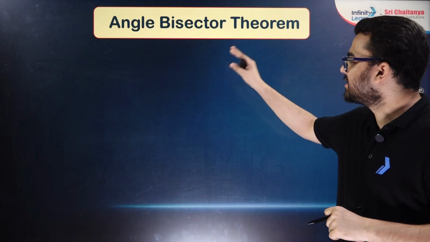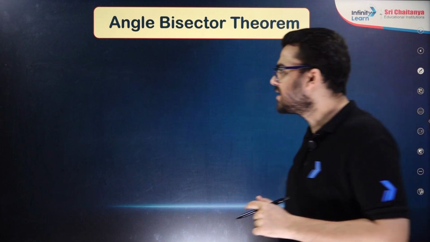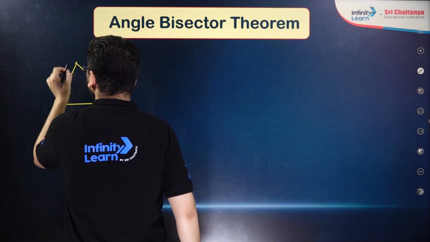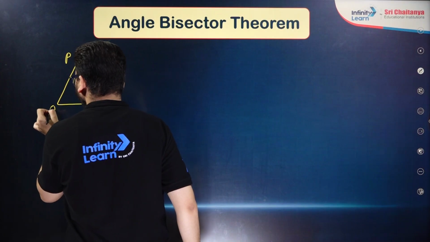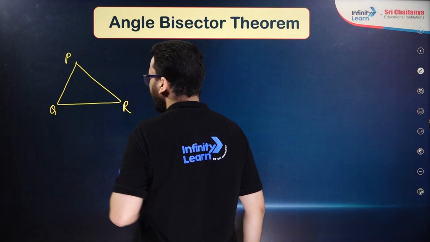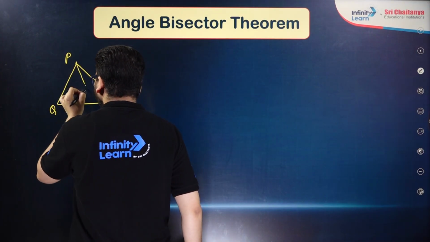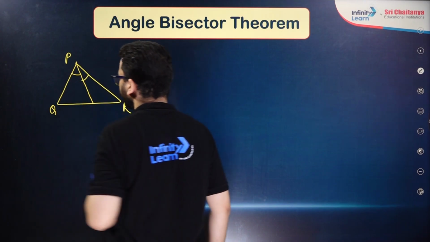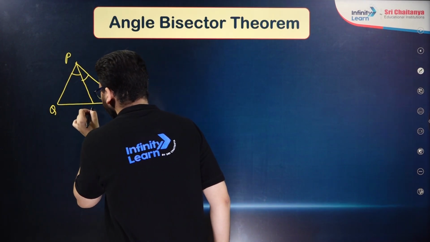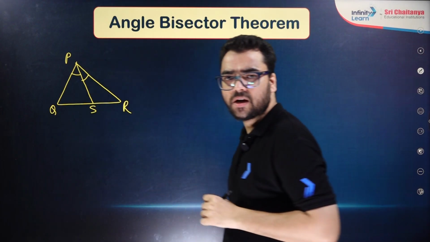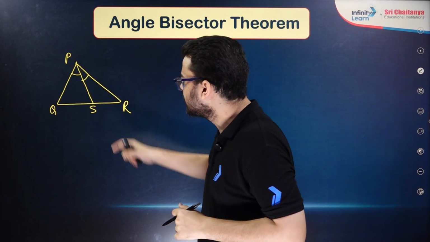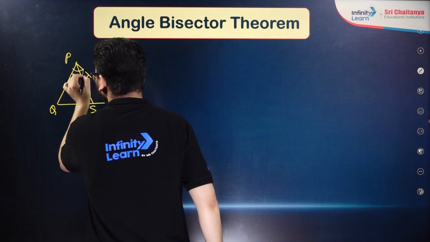So basically, what is the angle bisector theorem? It says that if you have got a triangle like this, suppose it is PQR, and then you take the bisector of one angle. It means this angle is equal to this angle. Suppose this is S. You have got a triangle PQR and PS is the bisector of angle P.